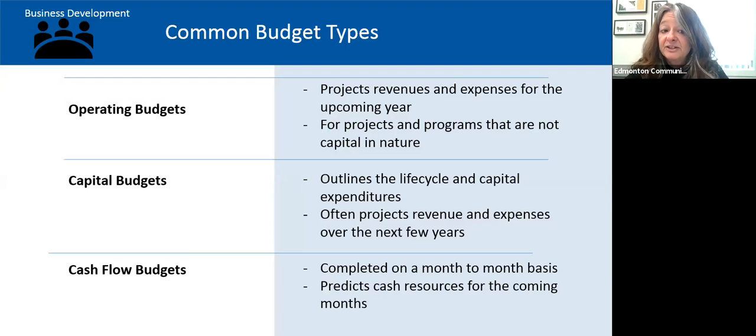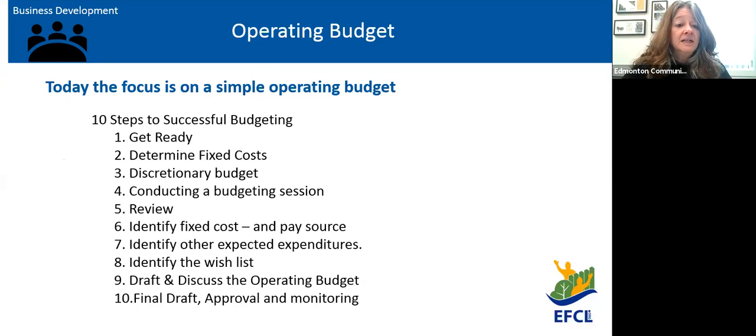There are different types of budgets: operating budgets, capital budgets, cash flow budgets. We're just going to be focusing on the operating budget right now. 10 steps to successful budgeting. First of all, get ready. This just means review your bylaws so you're clear on what the bylaws say for setting the budget and who controls the spending. Next, determine your fixed costs.